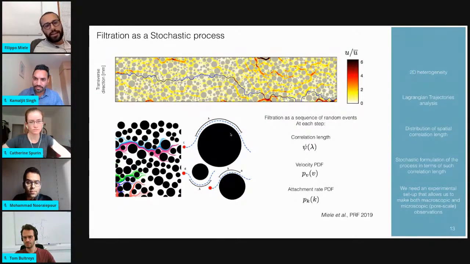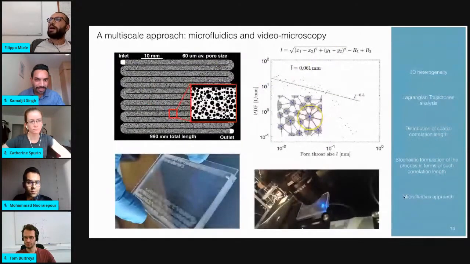Now, to validate our stochastic interpretation of filtration, we need an experimental setup that allows us to make both macroscopic observation of breakthrough curve and deposition profile, and at the same time also microscopic pore scale analysis. So that's why we decided to go for a microfluidics approach.